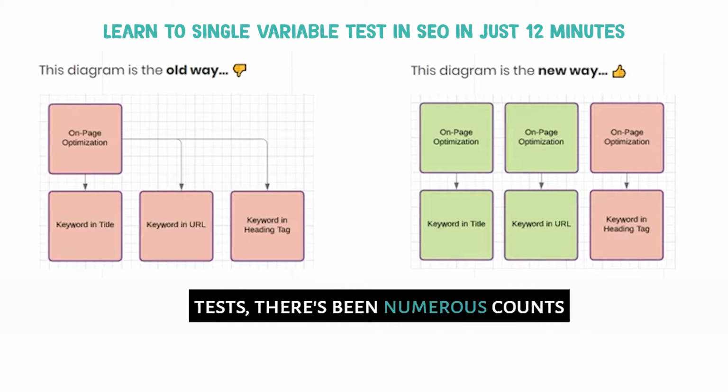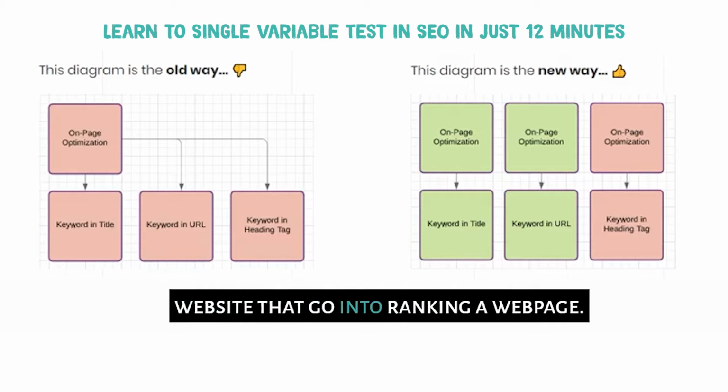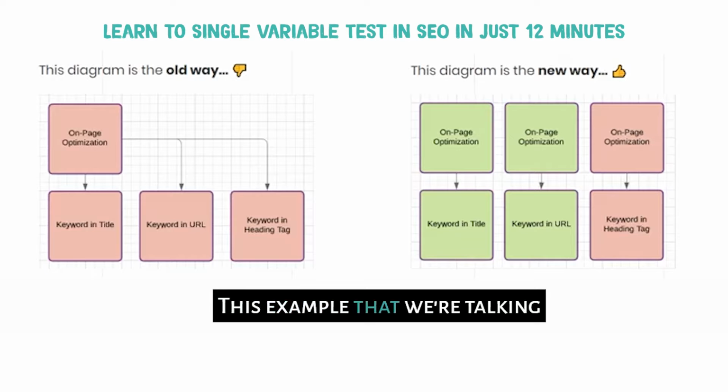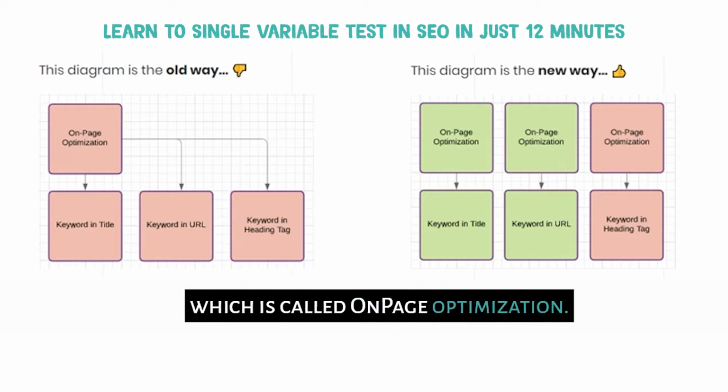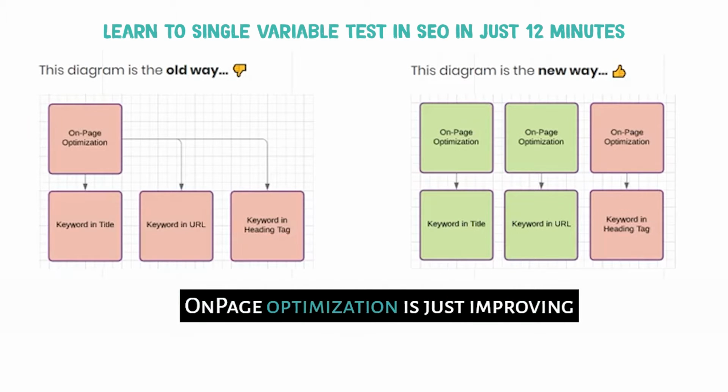There's been numerous counts of over 200 different SEO factors pertaining to your website that go into ranking a web page. This example that we're talking about here, we're only going to be looking at 3 different tactics, which all bucket into one category, which is called on-page optimization. For those of you who don't know, on-page optimization is just improving certain elements on a specific web page that help it rank better in the search results.